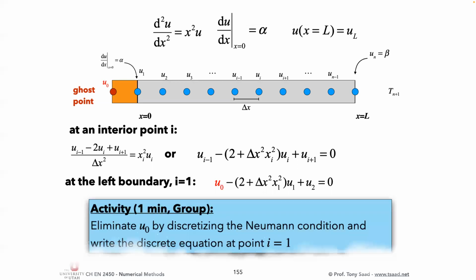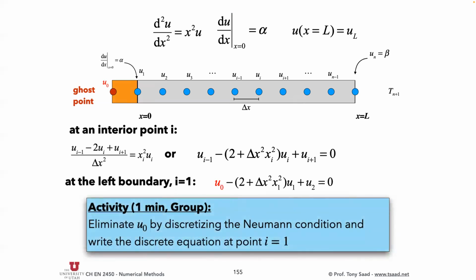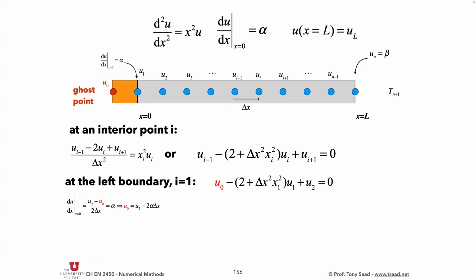Now, the next step is to eliminate U0 by discretizing the Neumann condition, du by dx equal alpha at that point. And I'll give you that formula. So du by dx to second order is u2 minus u0 over 2 delta x. Notice how I highlighted in red. Equal alpha. So you know alpha, you already have u2 in your system of equations, then you can eliminate u0.